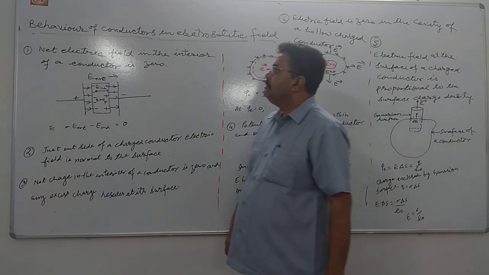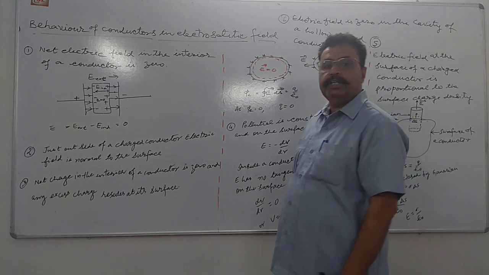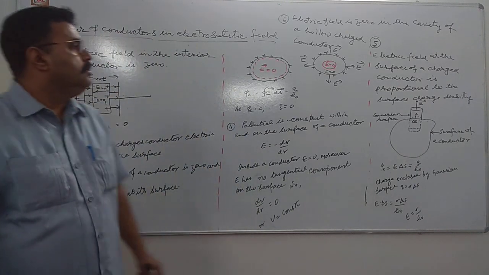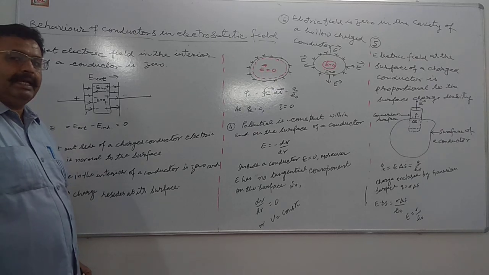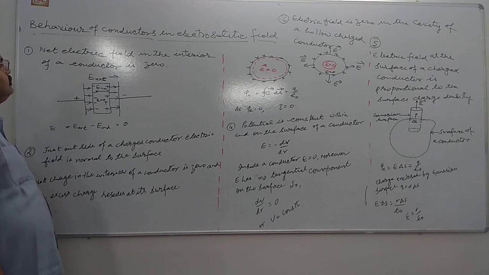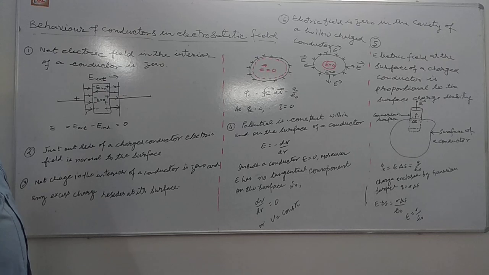Dear students, today we are going to discuss the behavior of conductors in an electrostatic field. So, we'll see how an electric conductor behaves when it is placed in an electrostatic field. In this series, first of all, the net electric field inside the conductor is 0. Or you can say the net electric field in the interior of a conductor is 0.